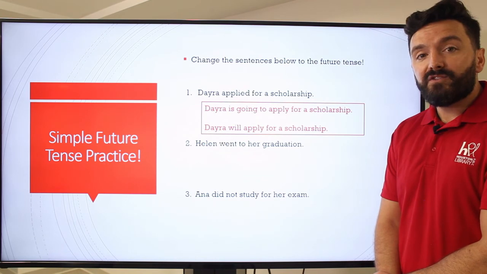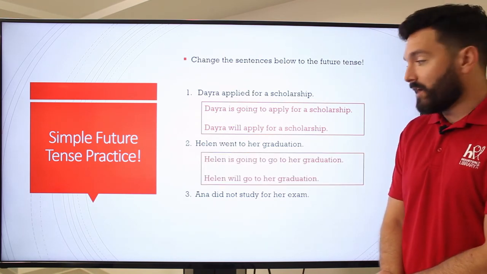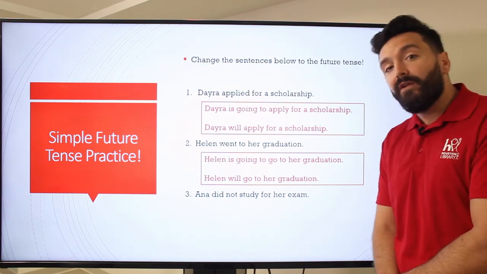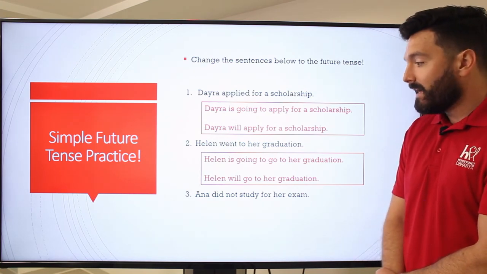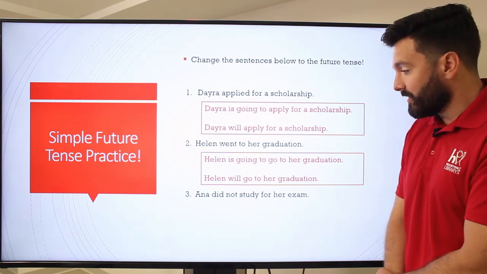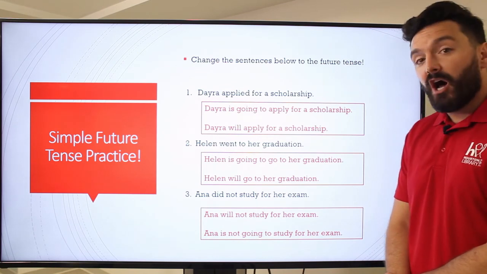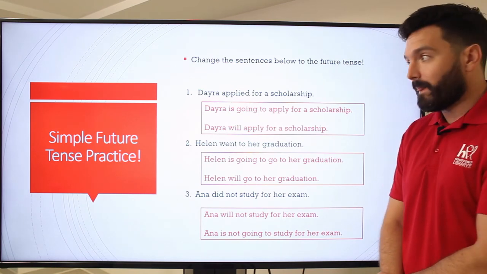Helen went to her graduation. Helen is going to go to her graduation, or Helen will go to her graduation. And finally, Anna did not study for her exam. Ooh, that's not good. Anna will not study for her exam. Anna is not going to study for her exam. I hope she does well.